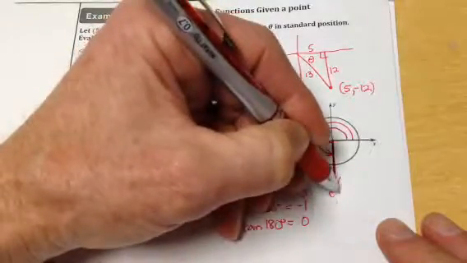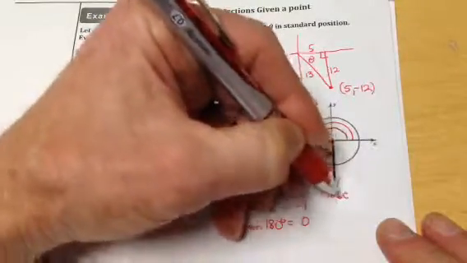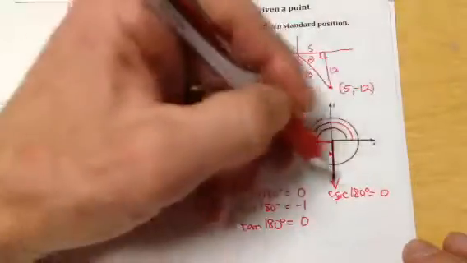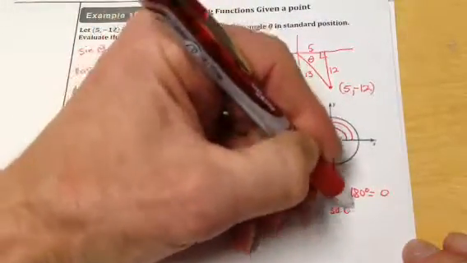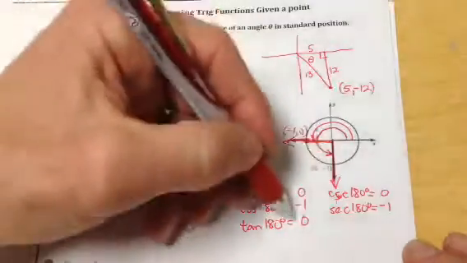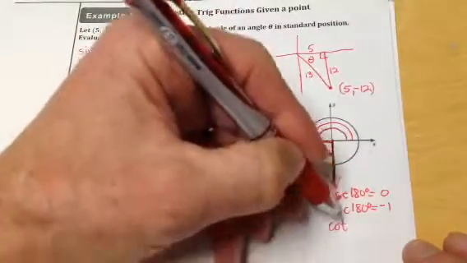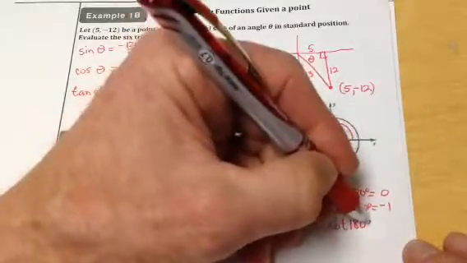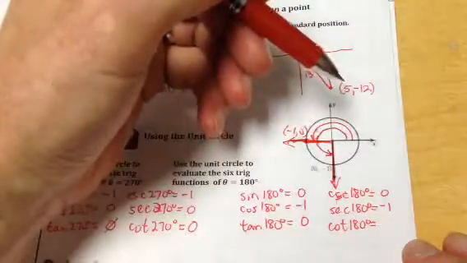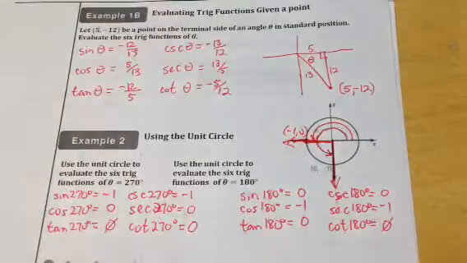Then the reciprocal functions, cosecant of 180 is going to be 0. Reciprocal of 0 is 0. Secant of 180, the reciprocal of -1 is -1, and you can't actually take the reciprocal on the cotangent. That one is going to be undefined because that is x over y.